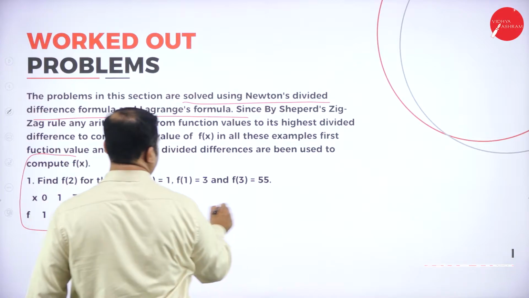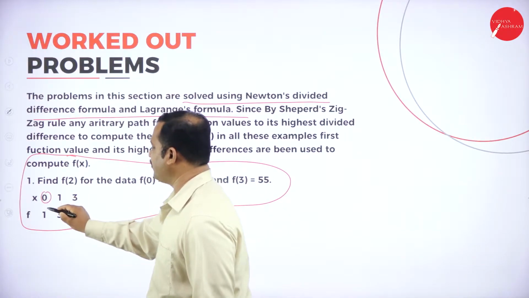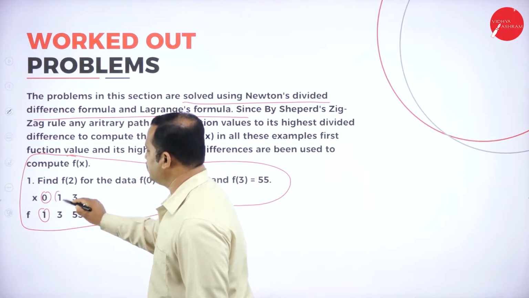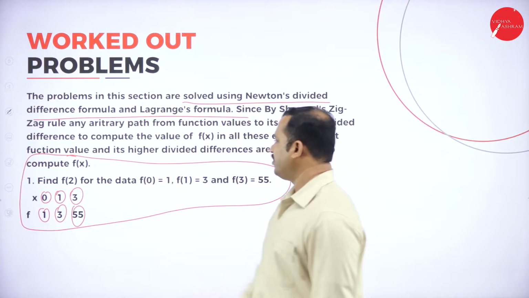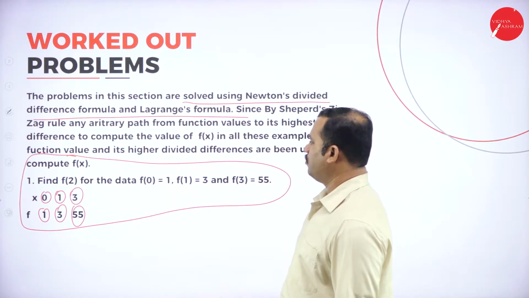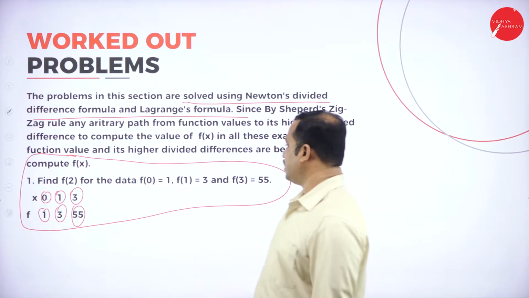We have the given data like this. When x equals 0, f of x is 1. When x equals 1, we have 3. When x is 3, we have 55. This is the data we have been given, from 0 to 3. We have this data now.